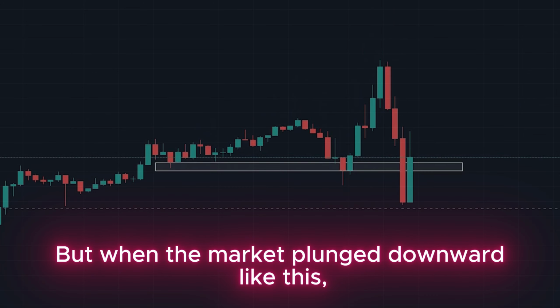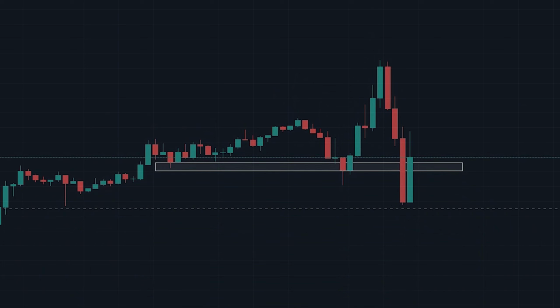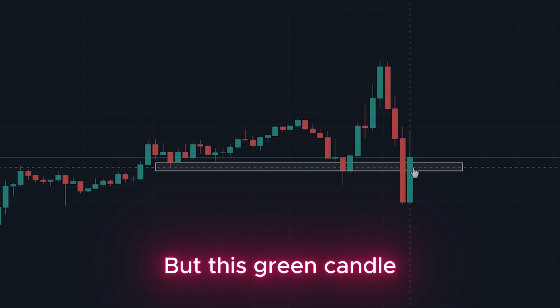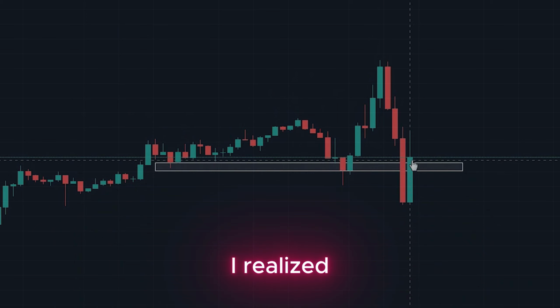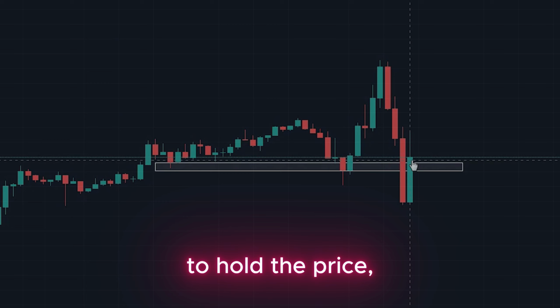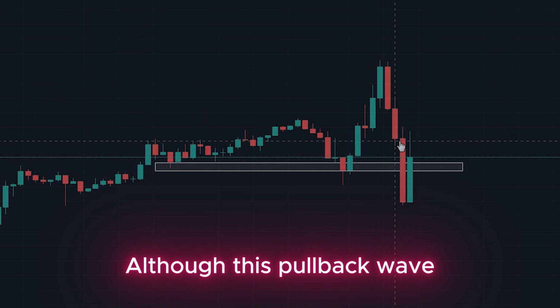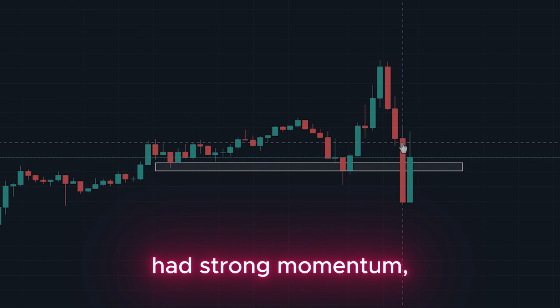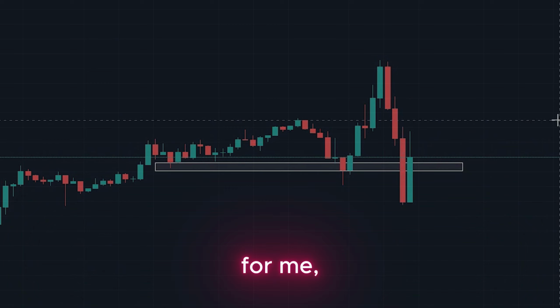But when the market plunged downward like this, I thought, oh no, the market is reversing. The trend will turn into a downtrend. But this green candle surged upward again strongly. I realized that this key level was still strong enough to hold the price, and the trend remained an uptrend. Although this pullback wave had strong momentum, evidenced by 3 strong red candles with long bodies, for me, this was still just a pullback. Why?